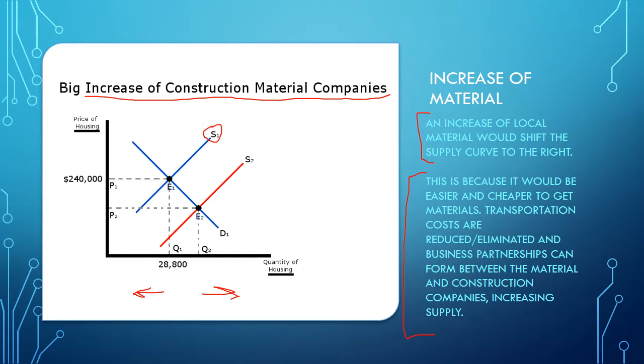Since the construction companies are now able to make more houses for cheaper, the supply curve is going to move to the right. So the red line is our new supply curve right here, and with that new supply curve we have a new quantity, a new price, and a new equilibrium. The quantity would increase since the supply is increasing, and the price would go down since the cost to produce it is not as expensive anymore.